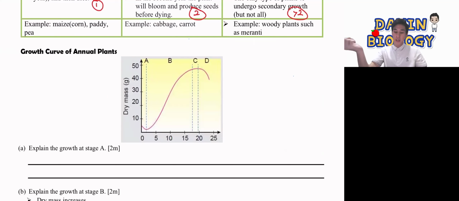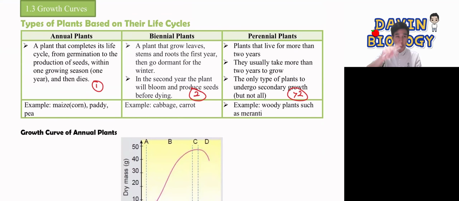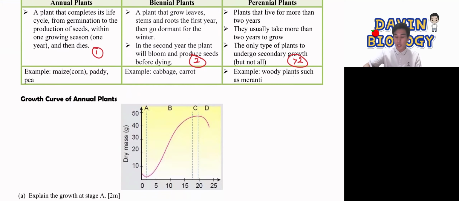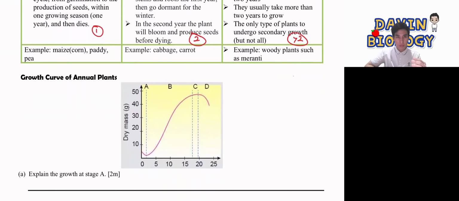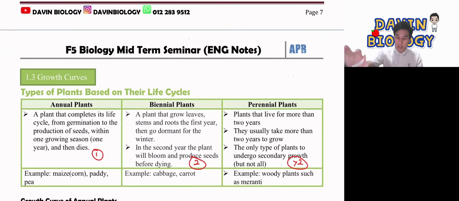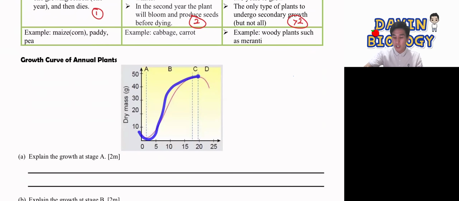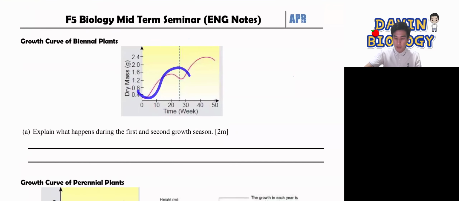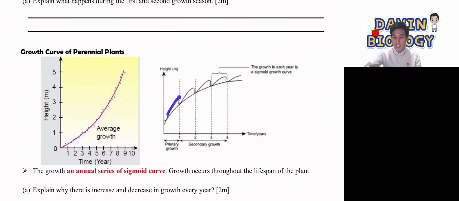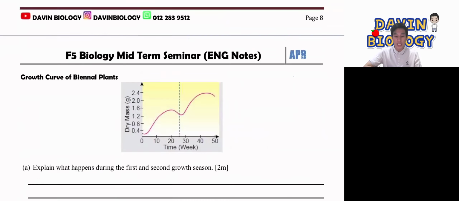Annual plants, I find that they quite like to ask about this more than the other two. Like last year, there were two trial papers that asked this. Later, I'll show you that trial question specifically. For annual plants, all these three plants basically have the same kind of curve called the sigmoid curve. This S shape is called the sigmoid curve. So you have one sigmoid for annual, two sigmoid for biennial, and we call this a series of sigmoid for perennial. Every sigmoid represents 1 year.